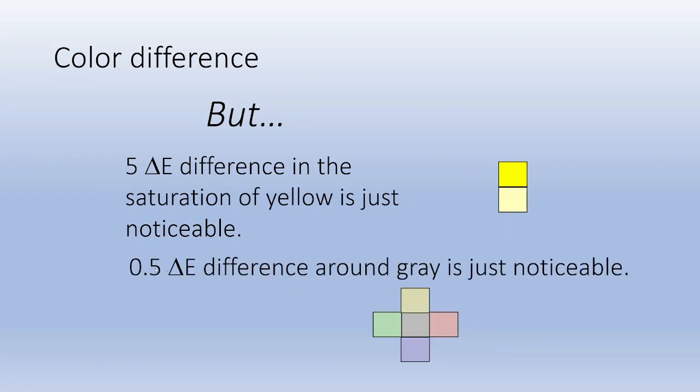But a half a delta E, 0.5 delta E difference around gray is a just noticeable difference. If I move from gray to a yellowish, if I move toward red, if I move toward blue, if I move toward green, half a delta E is a reasonable thing for tolerance. If I gave 5 delta E of tolerance around gray, then the colors would be too far off.